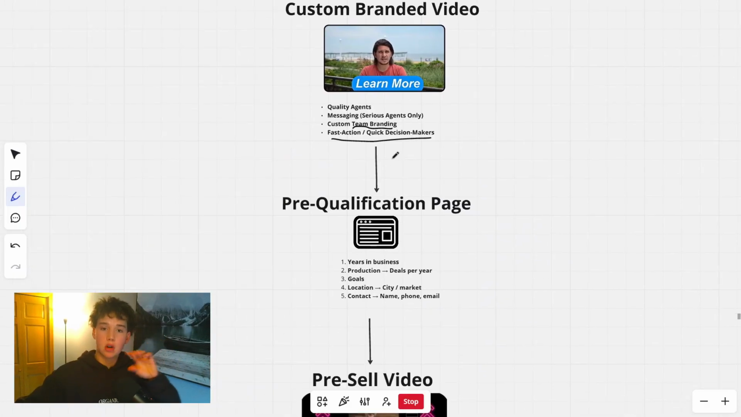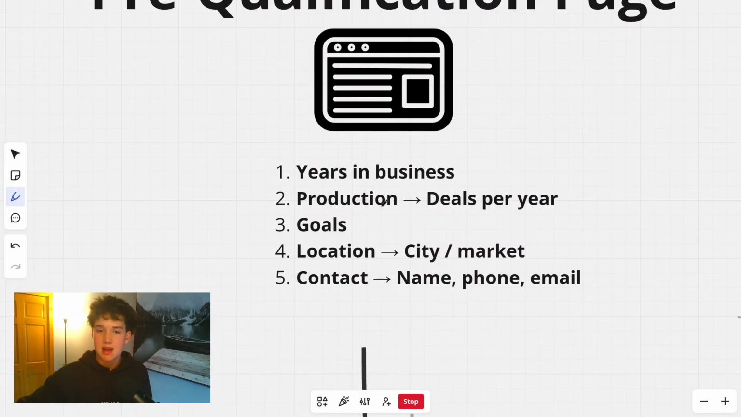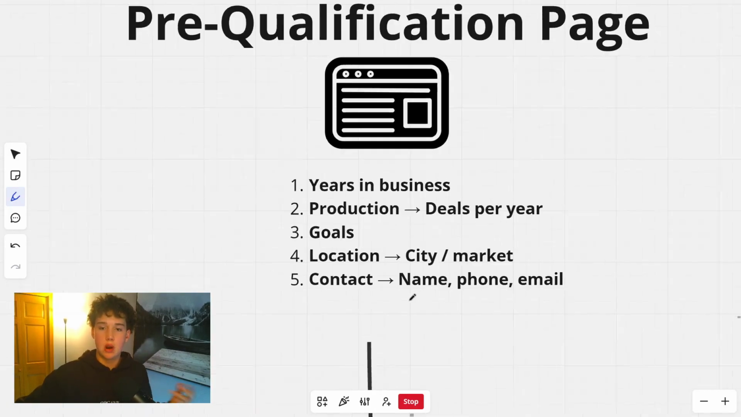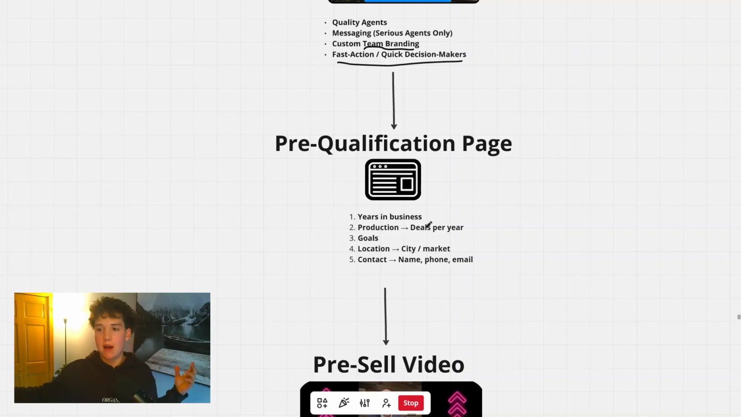But before they ever come through, we're also pre-qualifying them, of course. So getting, hey, how many years have you been in business? How many deals are you doing a year or per month, roughly? What are your goals? What's your location? Obviously making sure they're local, and then getting their information as well. And that's all before they ever become a lead, because we want to get the highest converting leads possible. I would rather have 10 really serious, ready to go leads than get 100 people who are just kind of looking around, just curious.